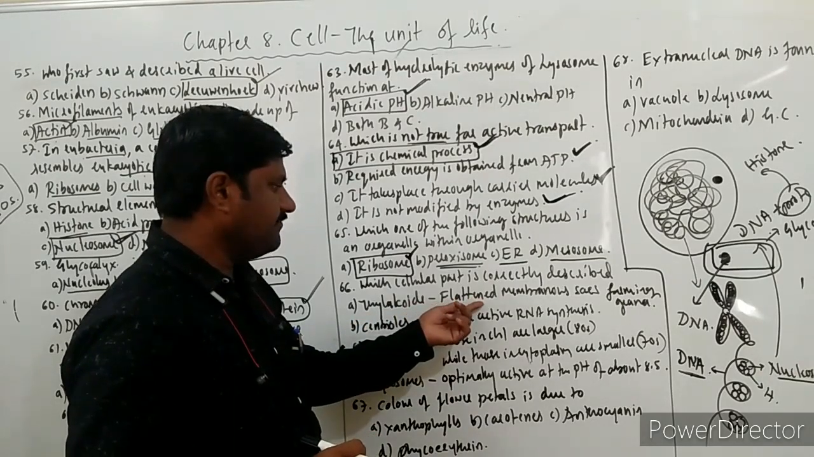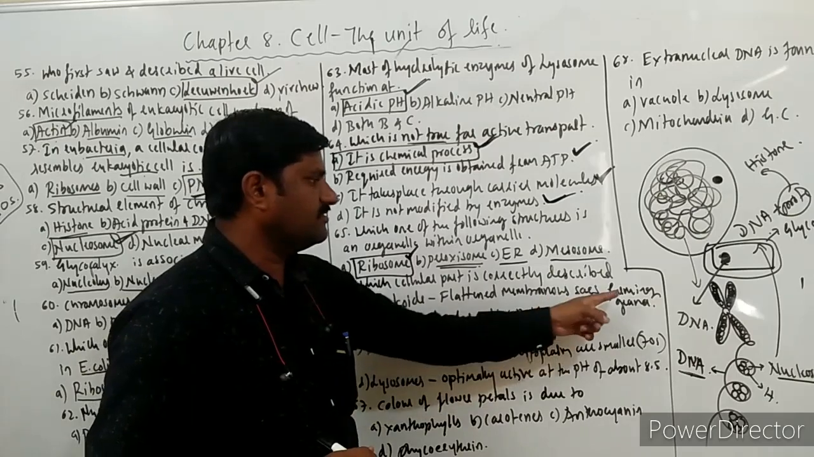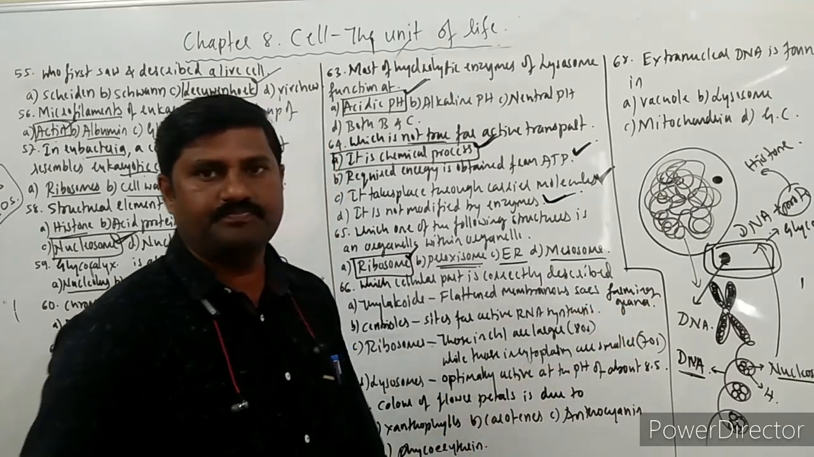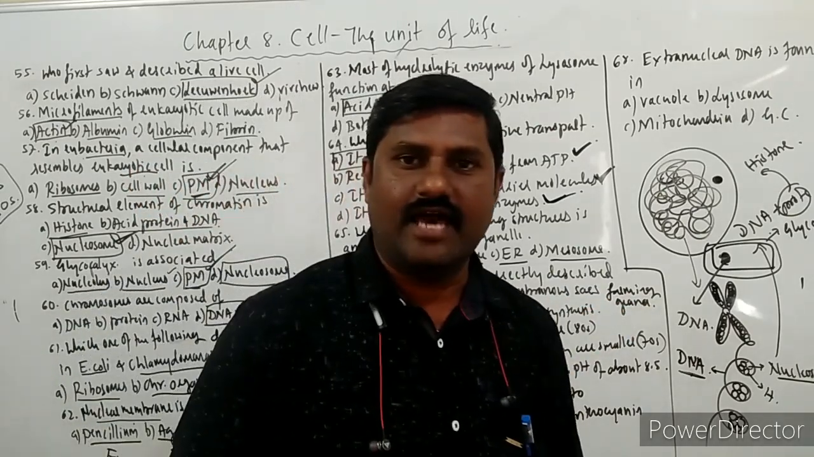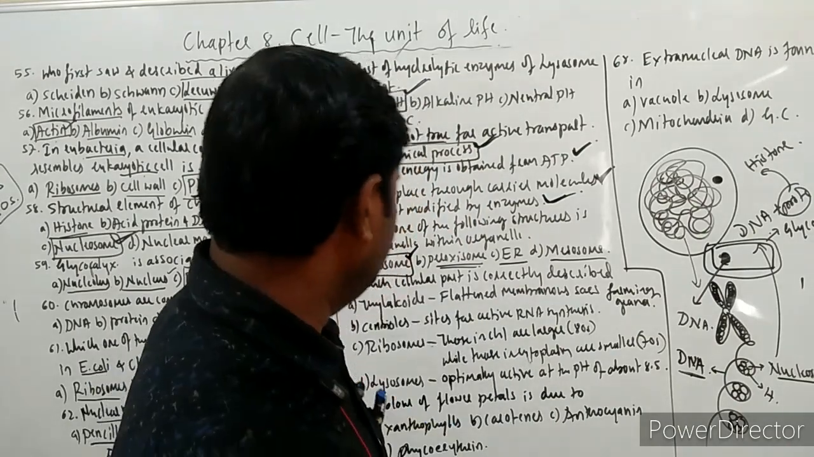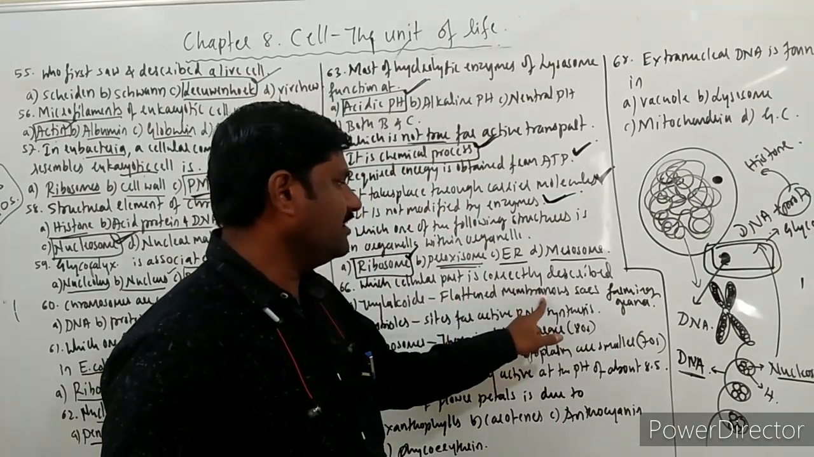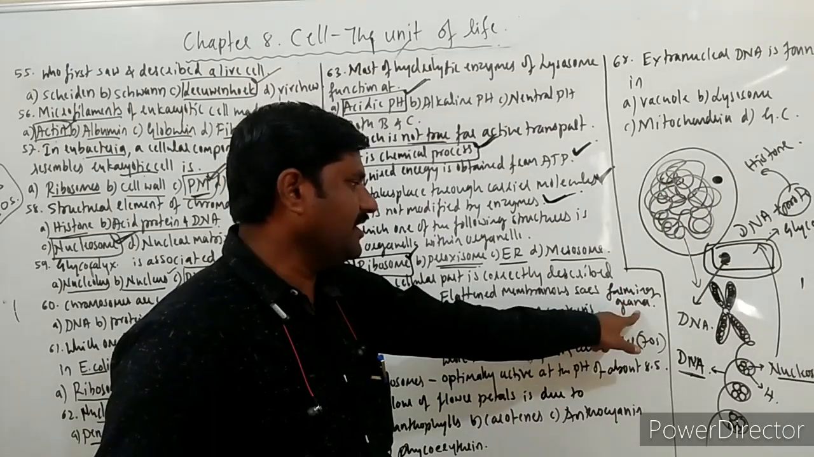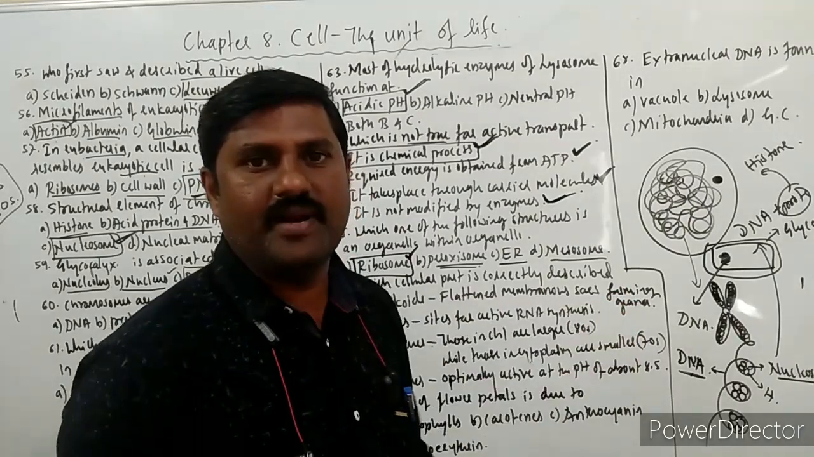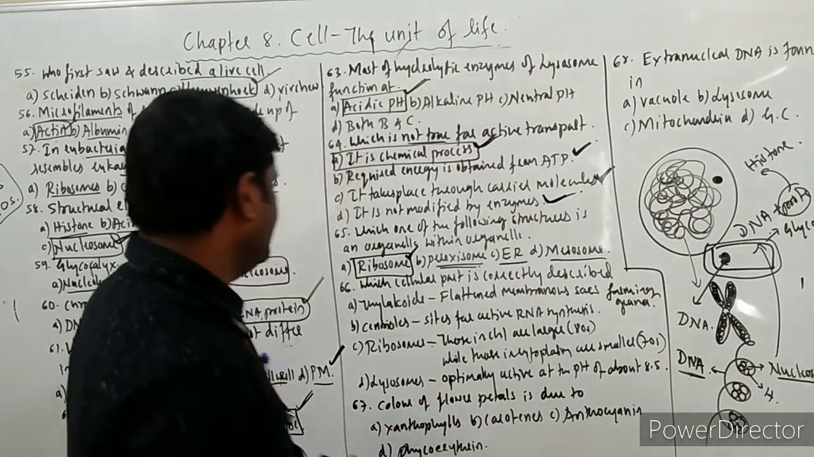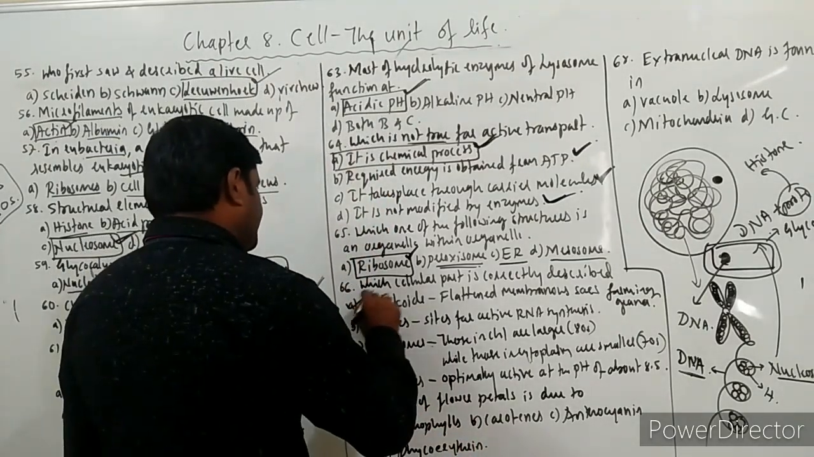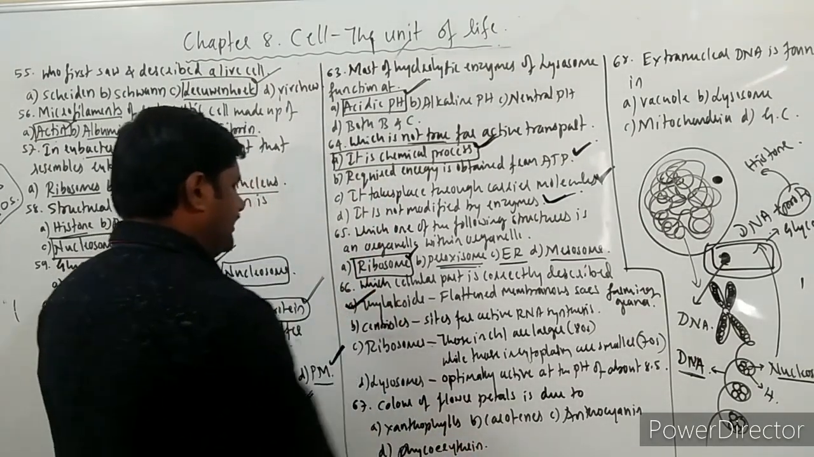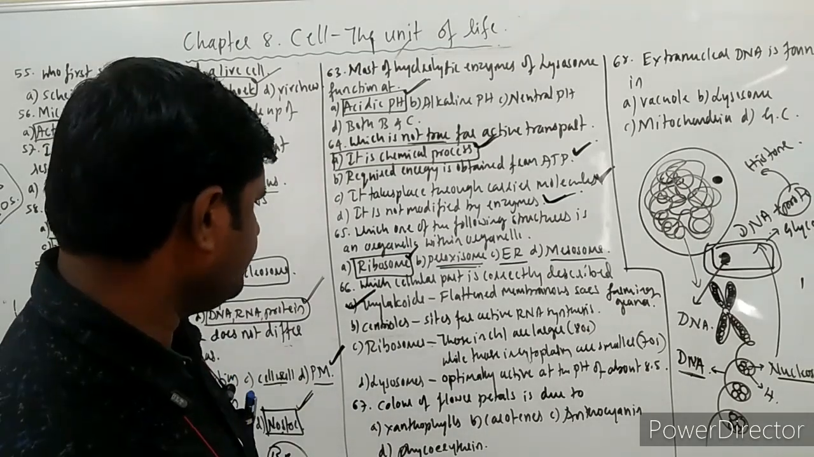Thylakoids. Thylakoids are flattened membranous sacs forming granum. Of course, thylakoids are the flattened membranous sacs, saccular structures forming the granum in the chloroplast, right? So the first one is the statement which is correct.